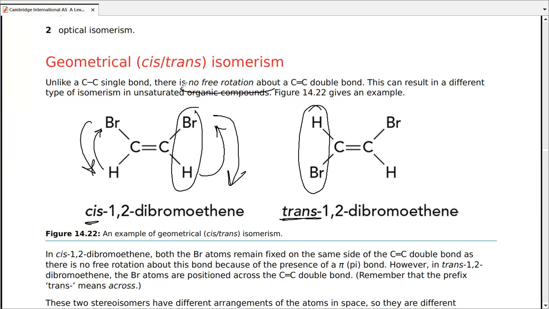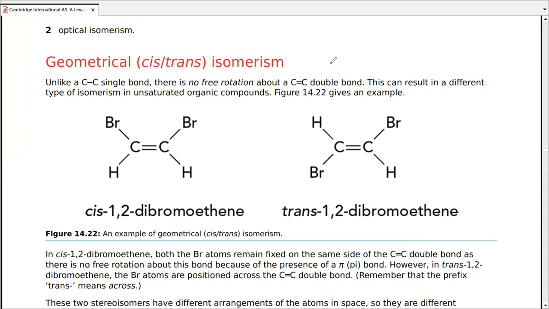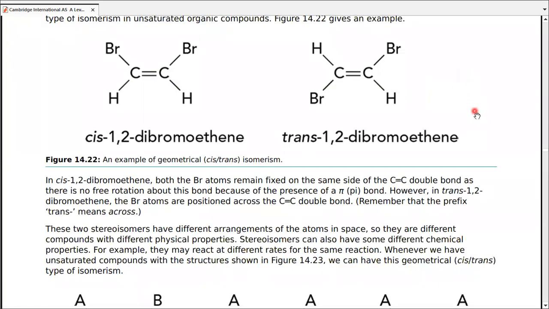That's why we're saying no free rotation. As soon as we shifted them, the cis converted to trans or the trans converted into cis. So there is no free rotation. The rotation actually changes the isomer. So, do remember the point of the left and right, okay?